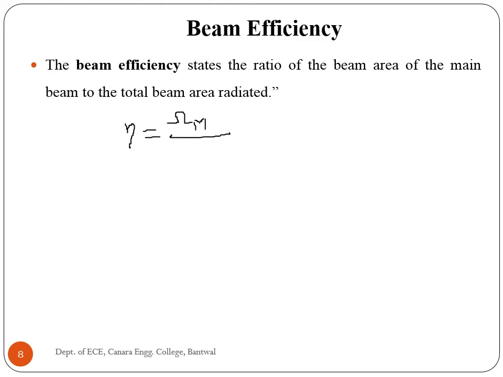beam area of the main beam to the total solid angle. Total solid angle is given by beam area of the main beam plus beam area of the minor beam.